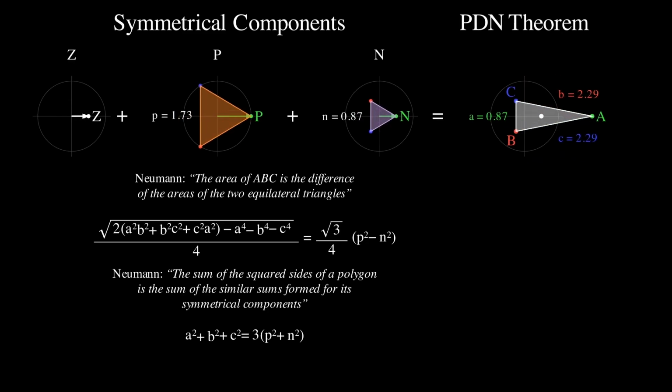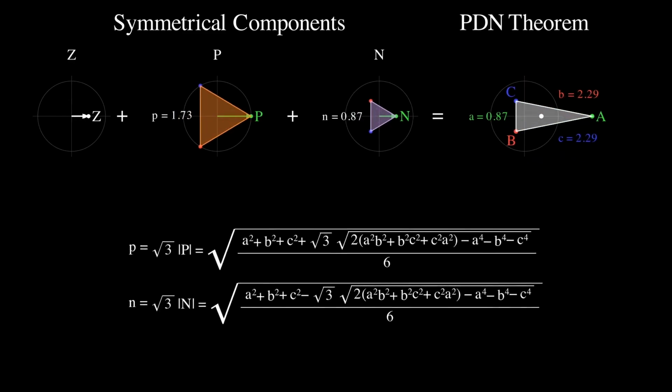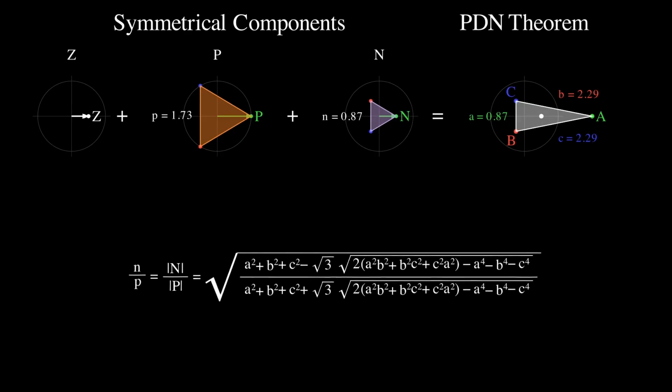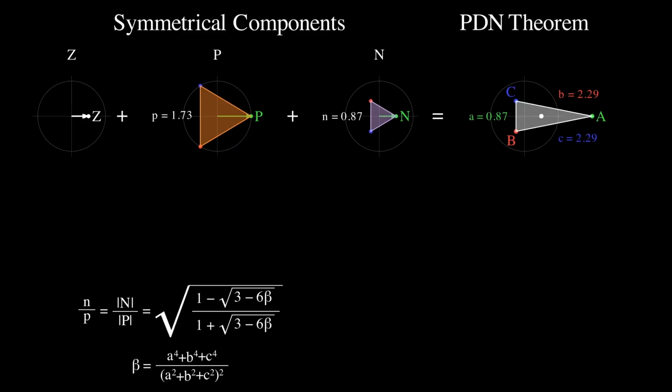If the magnitude of P and N are unknown, they can be solved for by combining both of these equations. Taking the ratio of N over P provides a measure of how unbalanced or non-equilateral the triangle is.